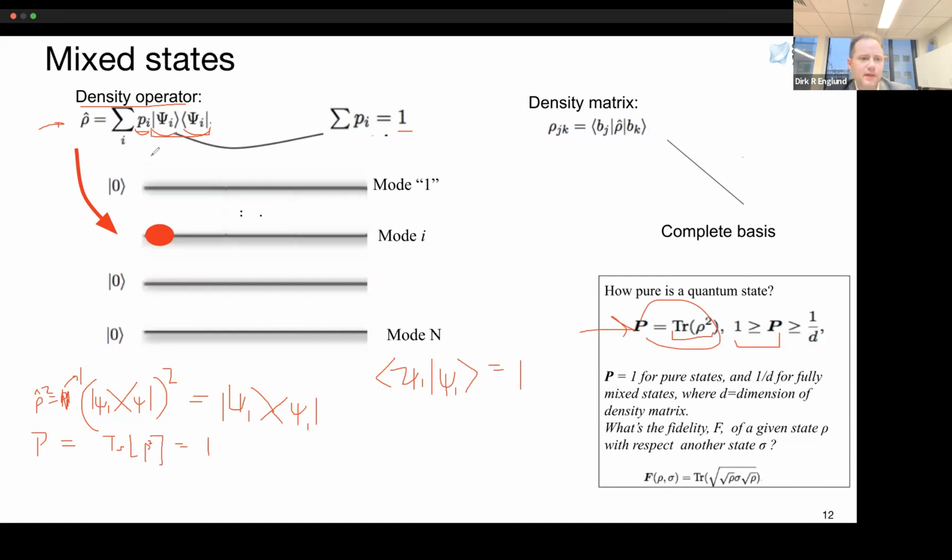if you have a fully mixed state, that is, if you're working in a d-dimensional density matrix, so you have d contributions, the psi is in a d-dimensional space, and you have no knowledge at all of what distribution constitutes your quantum state. Then you can plug in here 1 over d, and you can convince yourself that in that case the purity evaluates to 1 over d.